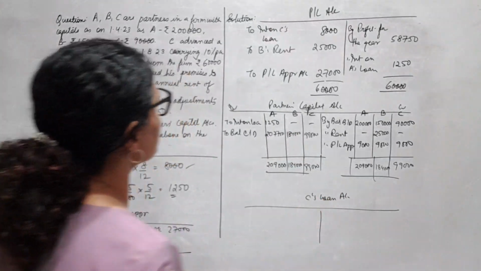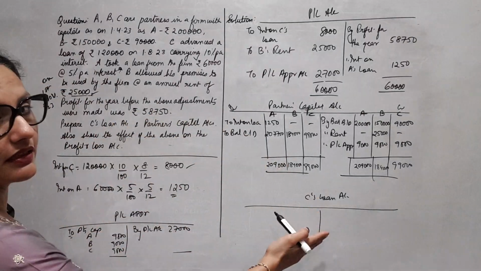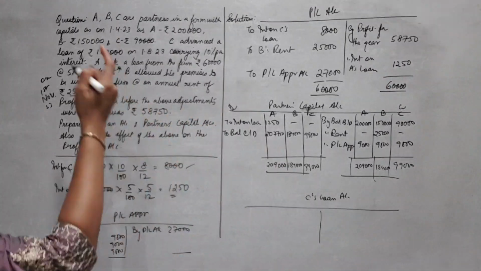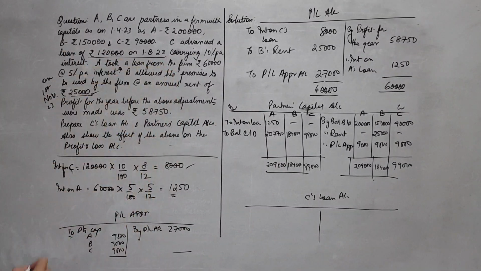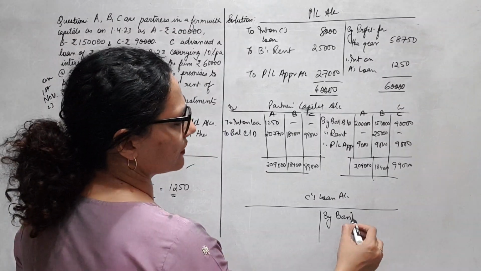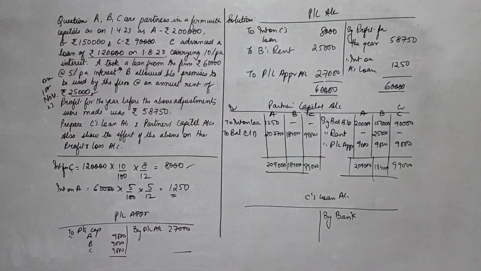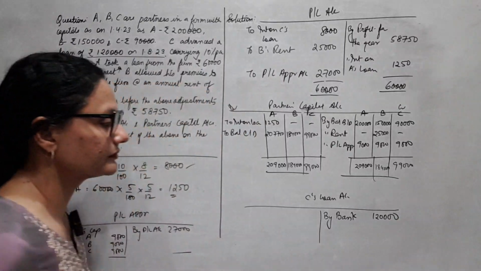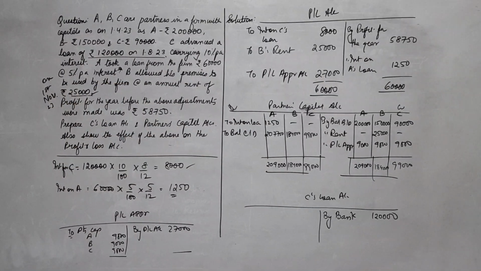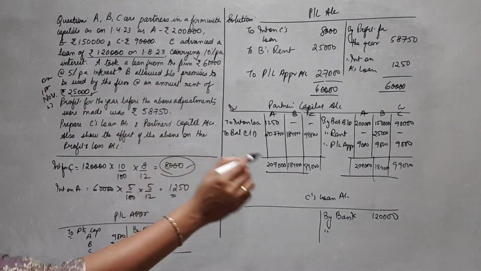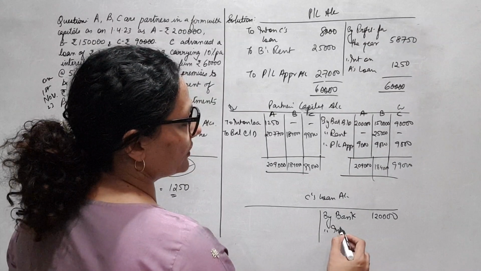Now come to C's loan. C's loan did not have an opening balance brought down because we did not take the loan last year. We are taking it this year, that too on 1st August. So we should be doing it here as by bank or cash, both are okay. We took a loan of 1,20,000. So 1,20,000 here. And then the interest part. See, this interest will be credited to his loan account. So interest on loan.